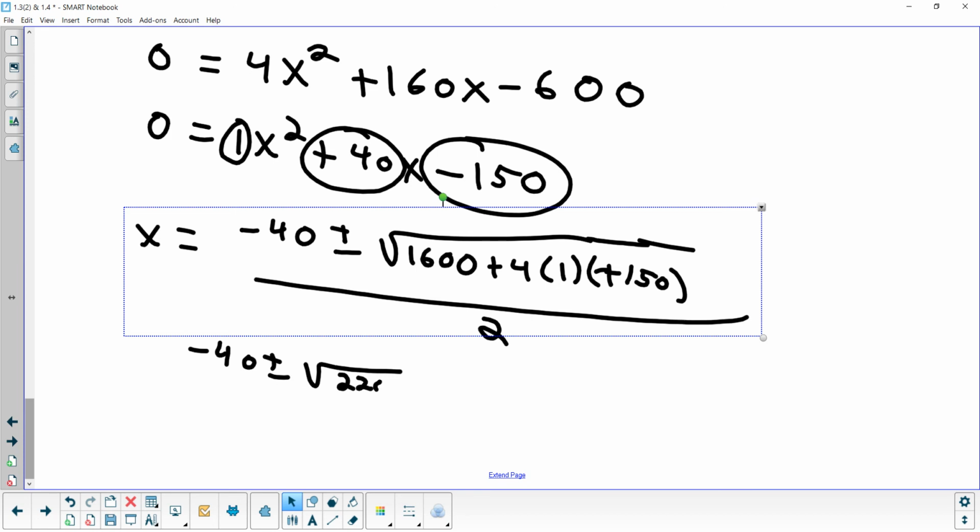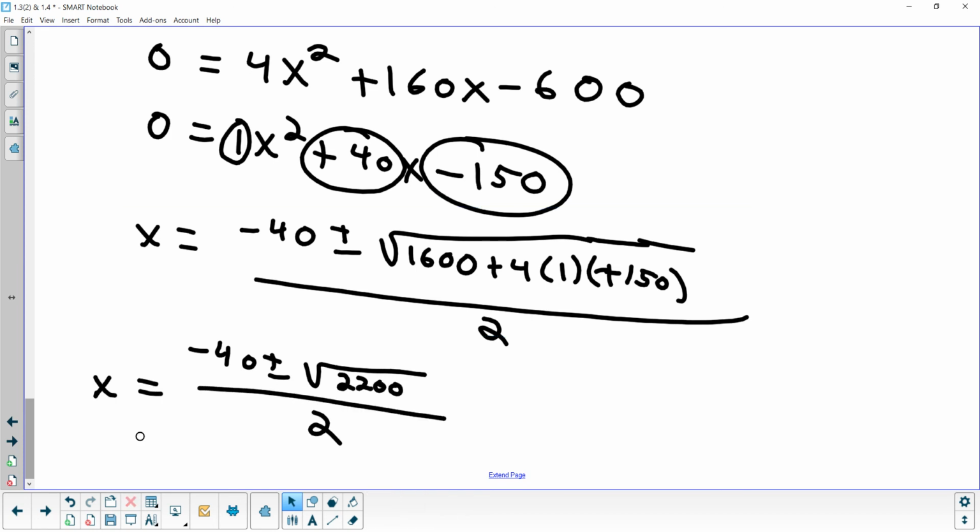2200. So 2200 divide by 2. And that is the exact answer for the width of the sidewalk, but it has a plus or a minus. Well, the sidewalk can only have one width. So that means one of these answers probably won't make sense. What type of answer would not make sense for the width of the sidewalk?